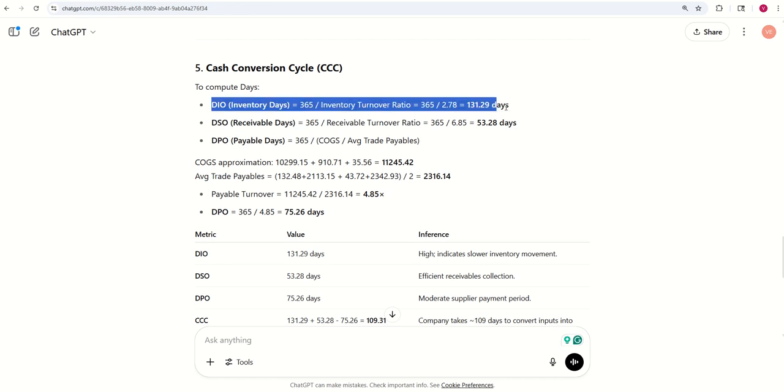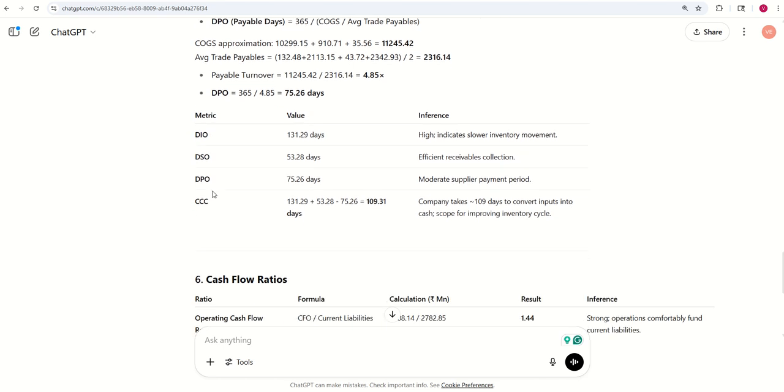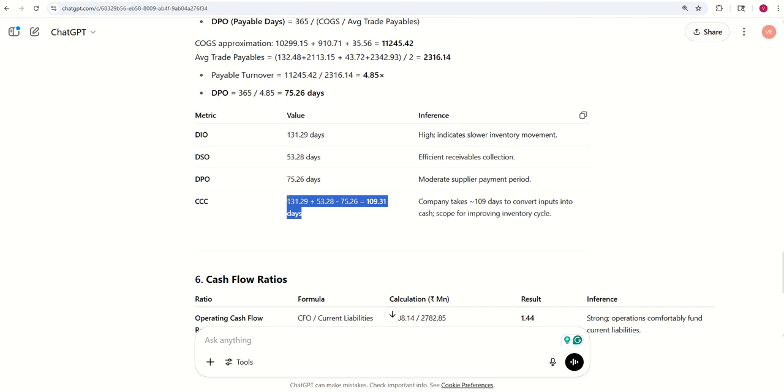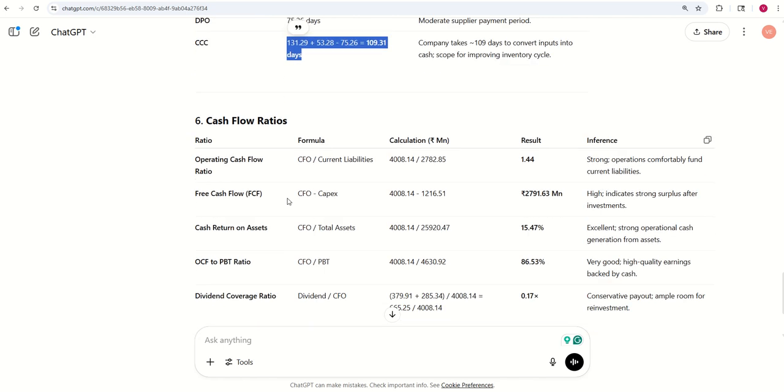They have shown how they have calculated it: 365 days divided by the number of times the inventory is turned over, so 139 days. All this is calculated and it is shown here how the number is arrived at. So the cash conversion cycle, from the time it pays for the inventory to the time the company gets the money back from its customers, is around 109 days. Okay. Then cash flow ratios. How do I use this 109 days? I compare it over a period of time as well as with the nearest competitor to see how efficient they are. Then come the cash flow ratios.